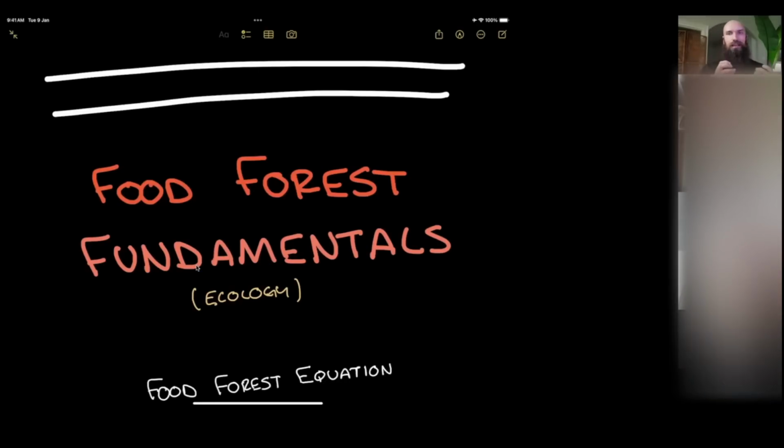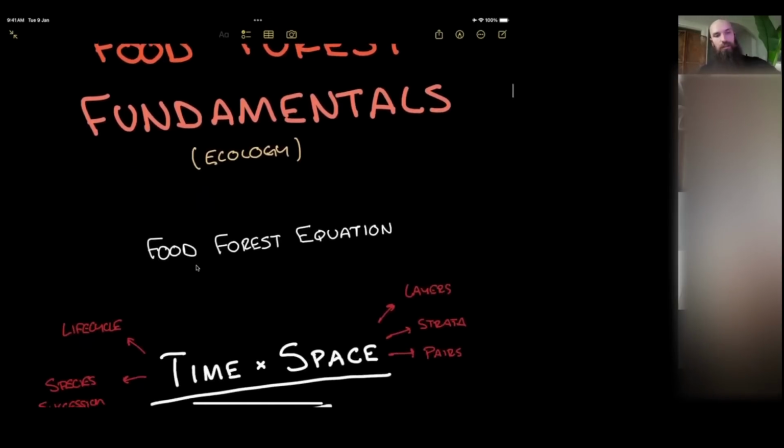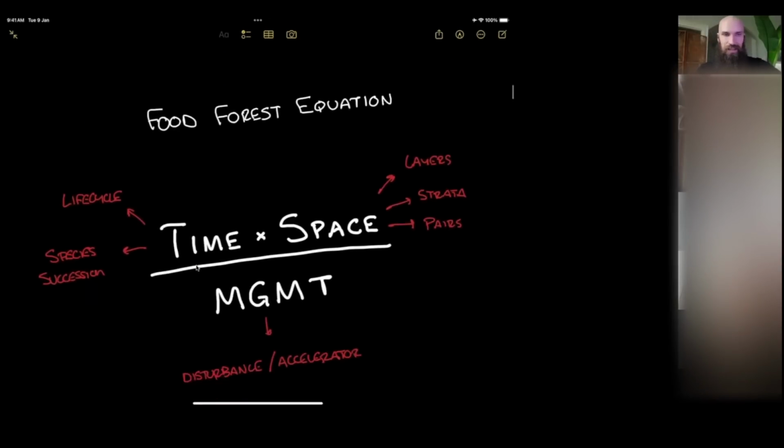So that's why we're learning the foundations and the fundamentals of ecology and how that applies to food forests and agroforestry. A really simple way that I like to explain this is with something I call the food forest equation. Really simple, but there's some details in here to learn and tease apart. Basically, it's time and space over management.